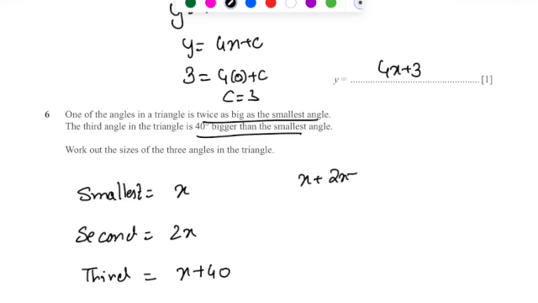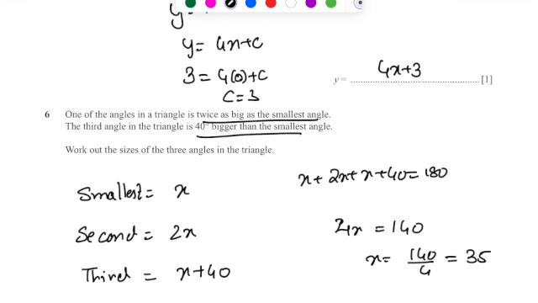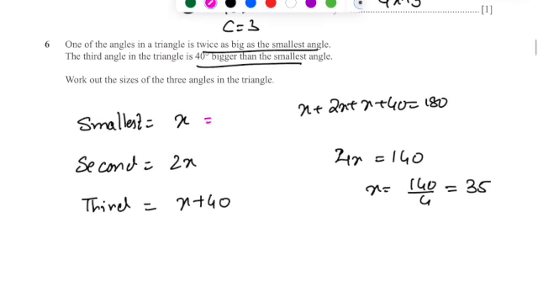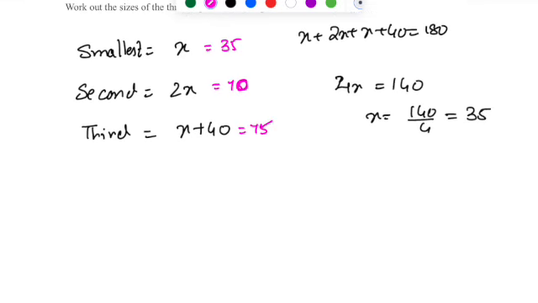So we know that the sum of all angles equals 180 degrees. So 4x equals 140. x equals 140 divided by 4, which is 35. So this is going to be 35, this is 70, and this is going to be 75. 35, 70, and 75.